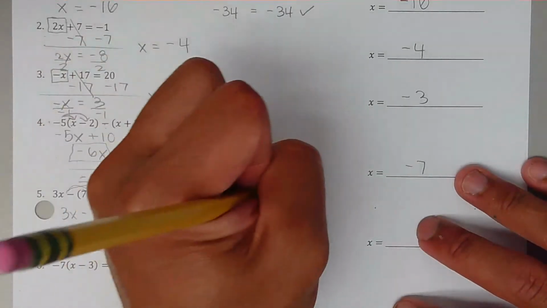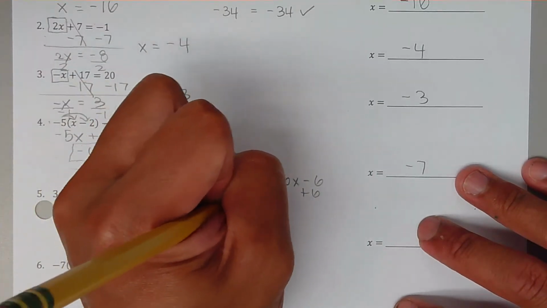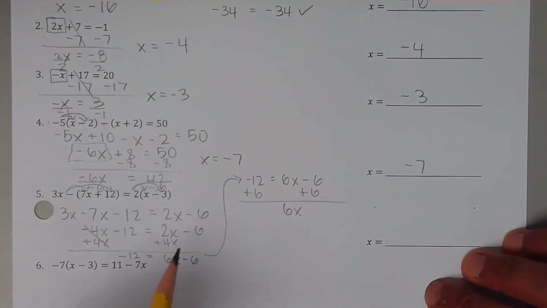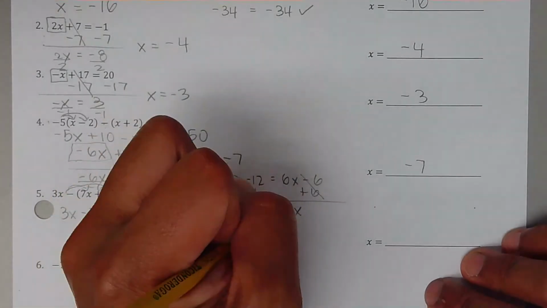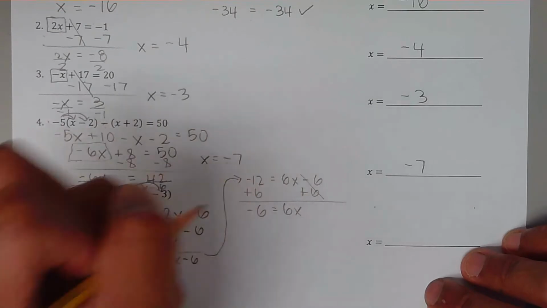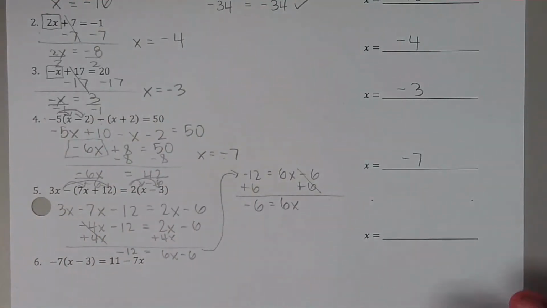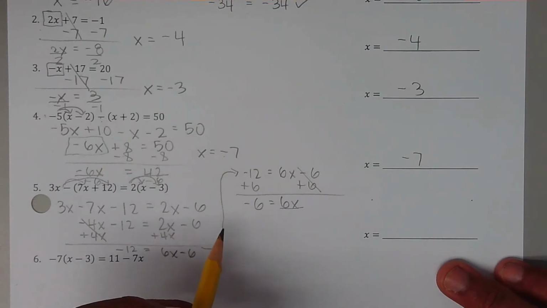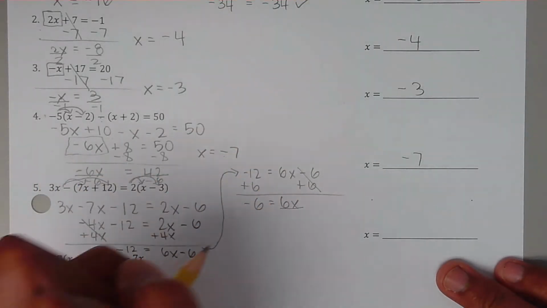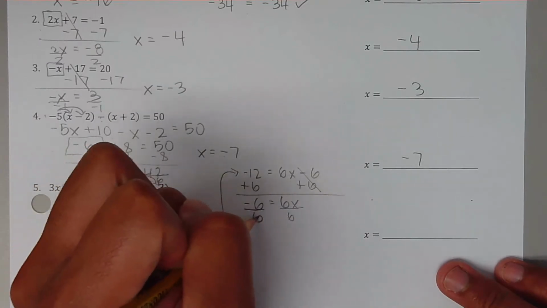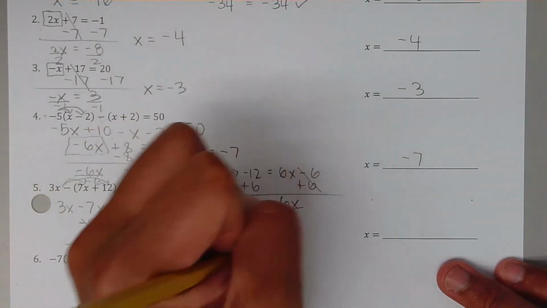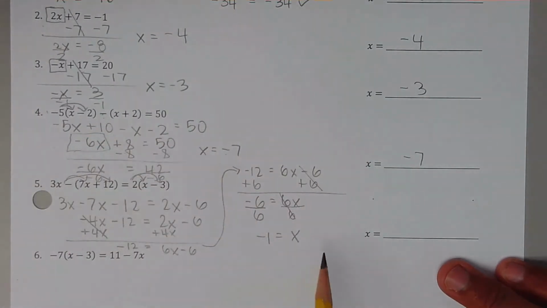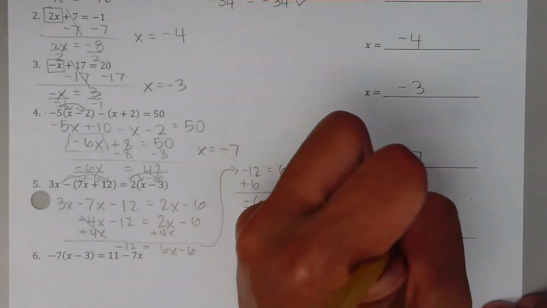Adding 6 to both sides, we get 6x, right? These cancel out, is equal to negative 6. Dividing both sides by 6, we get x is equal to negative 1. That's our final answer.